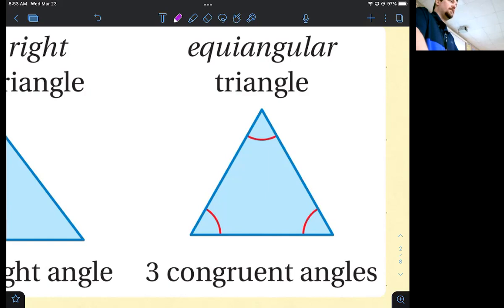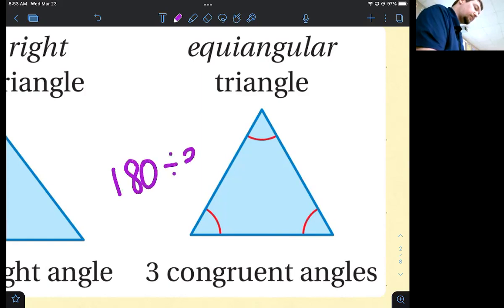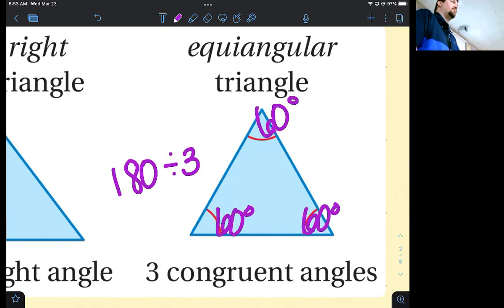45, 45, and 90. Nope, they're all three the same, Jude. Lucas? You're right, it's 60. Take 180 degrees, split it three ways. Each angle is going to be 60 degrees. So in an equiangular triangle, all three angles will be 60 degrees. So you could say every equiangular triangle is also an acute triangle. Does that make sense?